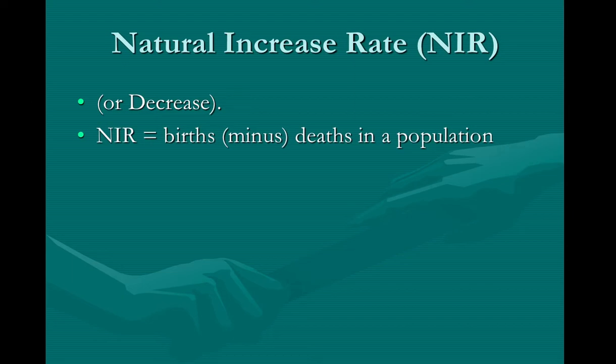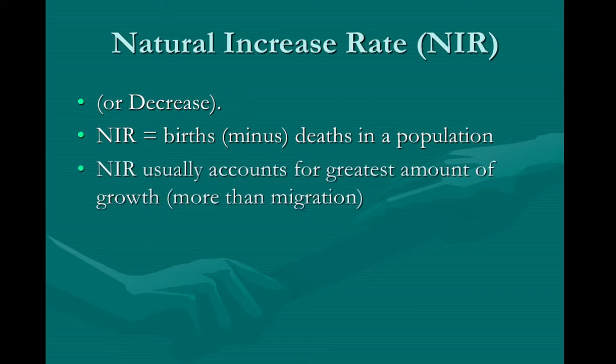This is how you figure out the NIR. The NIR is births minus deaths in a population. So you would take the birth rate minus the death rate, and that would give you the NIR. The NIR usually accounts for the greatest amount of growth. We don't generally look at migration. We're not going to say the population grew or declined due to migration. Usually the NIR is changing because of the birth rate. While there are populations that migrate in and out of countries, generally speaking, we're going to look at the natural increase rate to see if population has grown or declined.